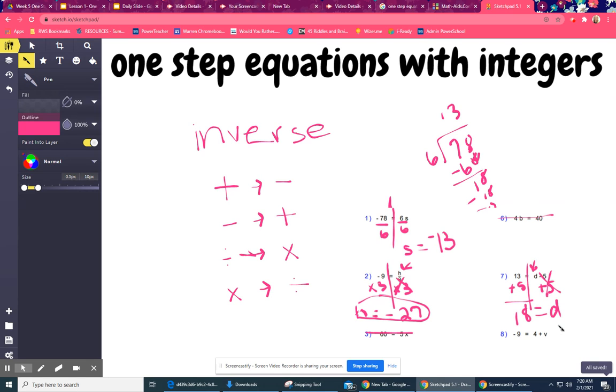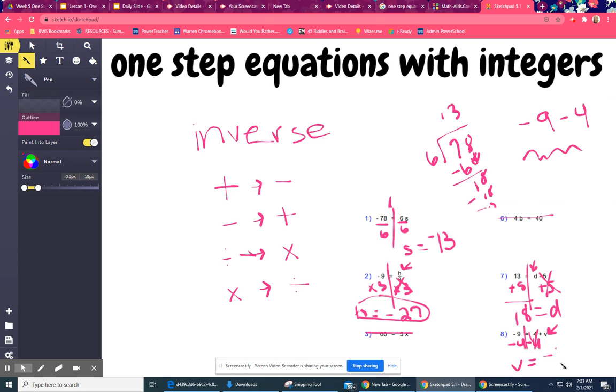One more. We have to get the V alone. So we need to do the inverse of addition, which is to subtract 4. Now we have to do negative 9 minus 4. Whenever you're doing this, think of negative 9 on a number line, and then you're actually going to go to the left 4 times. So 9, 10, 11, 12, 13. V would equal negative 13.